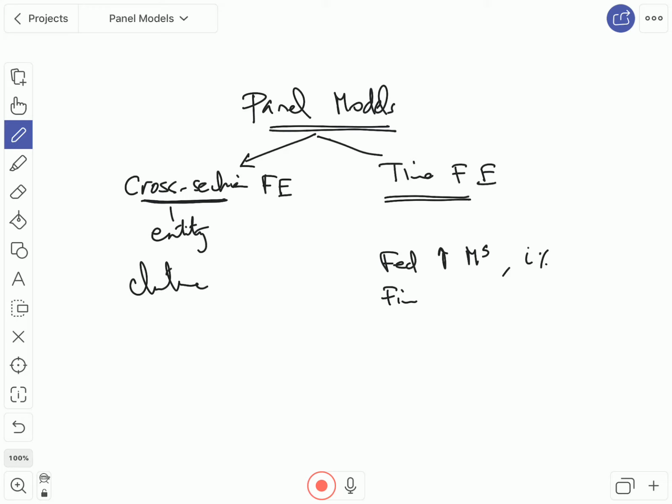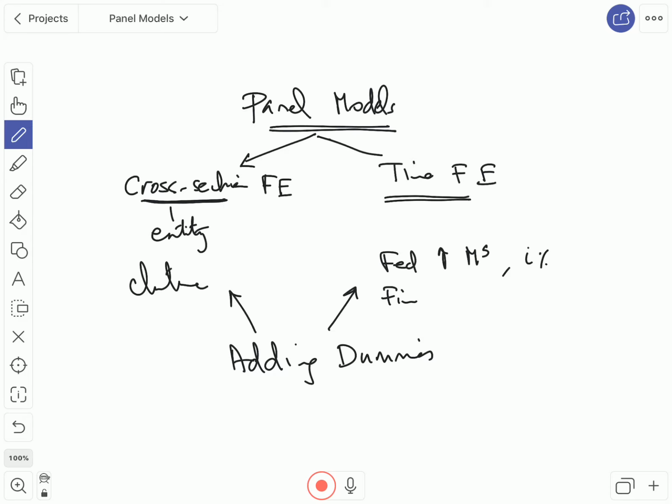In order to capture these effects, we have so many different ways, as you can read in the textbook or on the slides. We have so many different ways of estimating the cross section and the time fixed effects. In this video, I'm going to focus on adding dummies. And adding dummies is used in order to capture either entity fixed effects or the time fixed effects.